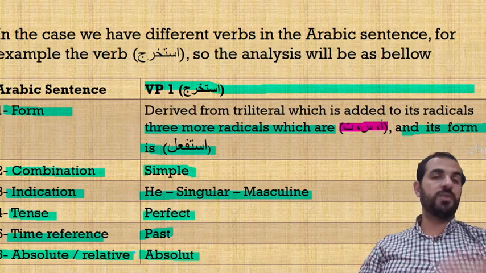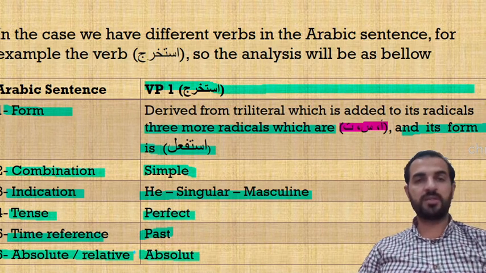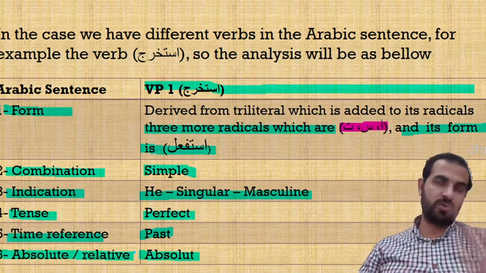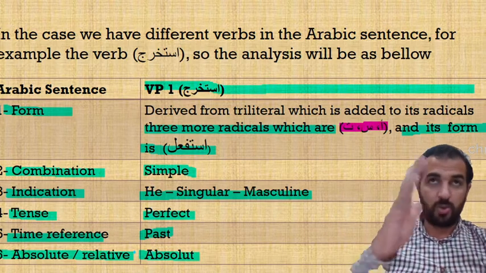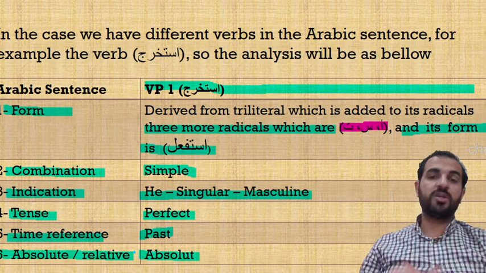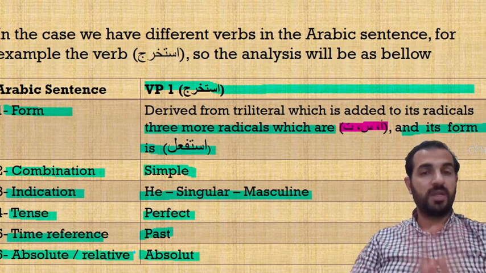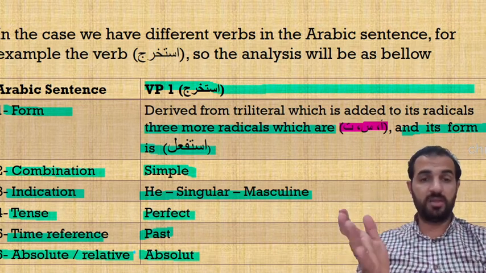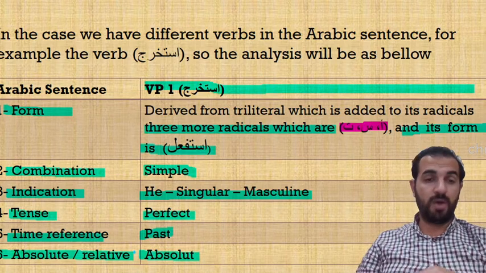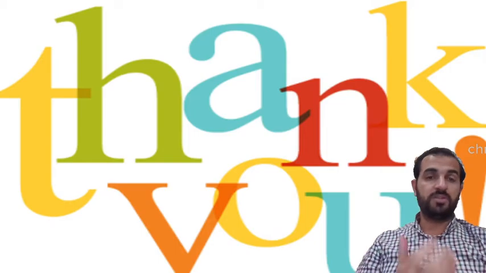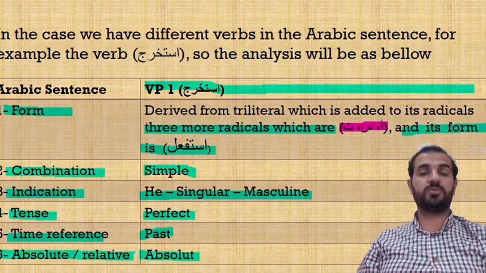بعدها انتقل للكومبينيشن، هي سمبل، قلنا بالعربي عادة كلها سمبل ما عدا إذا كان كان أو يكون أو كات. الانديكيشن، من هو الاستخرج، استخرج هو، فهي singular masculine. التنس مالتنا perfect، استخرج بالماضي، فالماضي احنا قلنا راح نسميه perfect، والتايم رفرنس هو past, and whether it is absolute or relative فهو absolute.